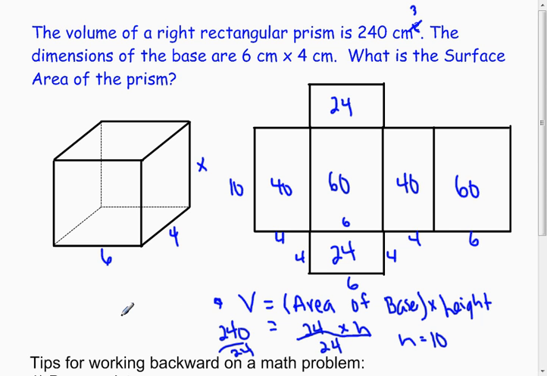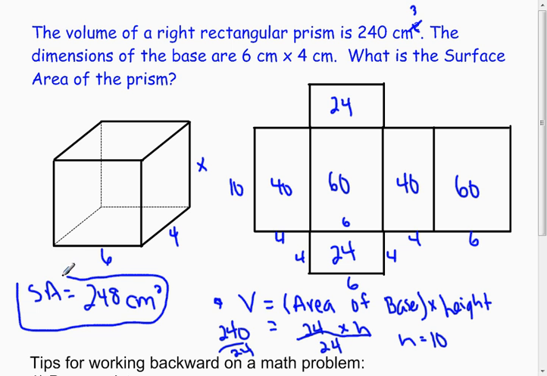So, surface area, we add up all 6 of these numbers. 24 plus 40 plus 60 plus 40 plus 60 plus 24. And we shouldn't need a calculator here. 40 plus 60, that's 100. Another 100. And then 24 plus 24 is 48. So we get 248 centimeters squared. And there you have it.